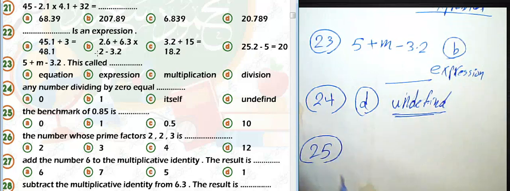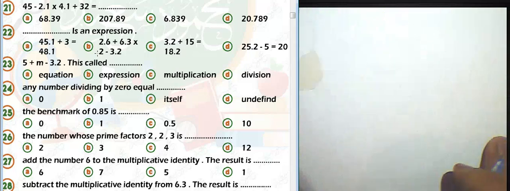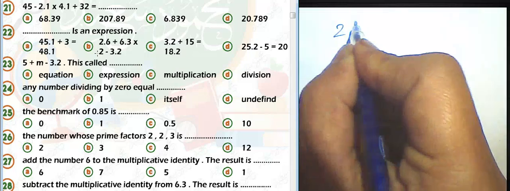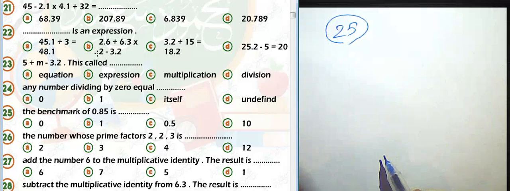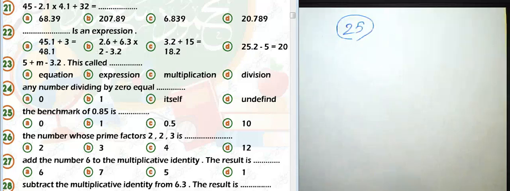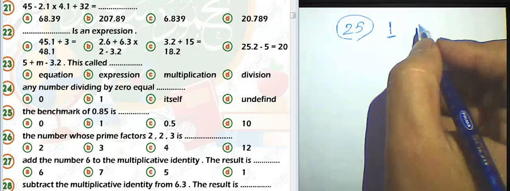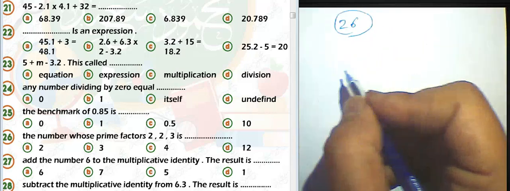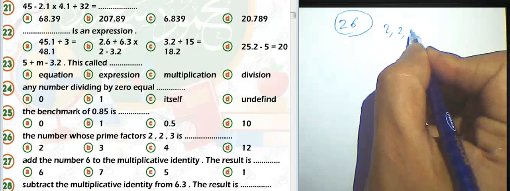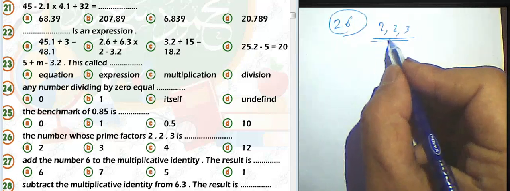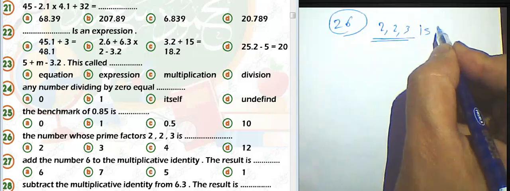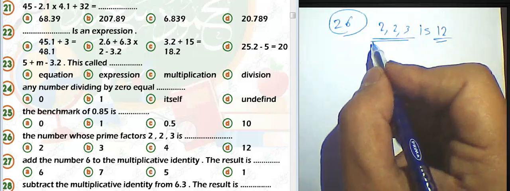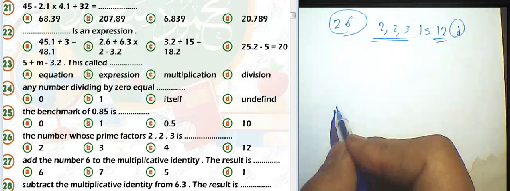Okay, question 25. Look here about question 25. The benchmark of 0.85 is what? Okay, we must choose letter B for question 25. Question 26. The number whose prime factors are 2, 2 and 3, we can find the result by multiplication. 2 times 2 is 4, 4 times 3 is 12. The result will be 12. We must choose 12, letter D, for question 26.